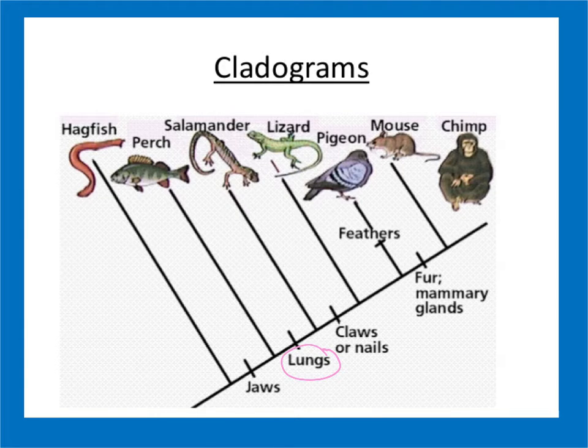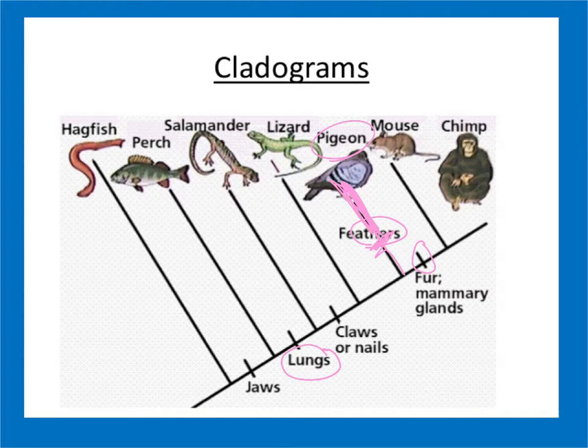Now another thing I want to point out is here, feathers. Notice this is on this line, so only the things past this point are going to have feathers. Only the pigeon has feathers. The mouse and the chimp do not have feathers because it was not on the line that they share. But the mouse and the chimp will have fur and mammary glands, whereas the pigeon, the lizard, the salamander, the perch, and the hagfish would not.